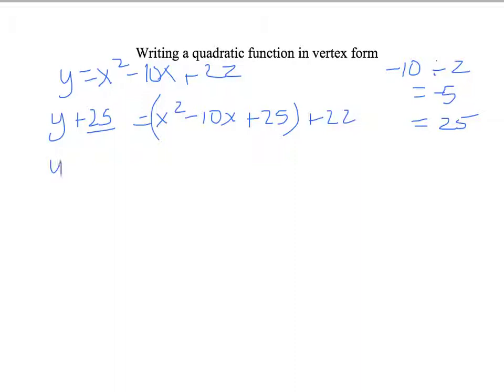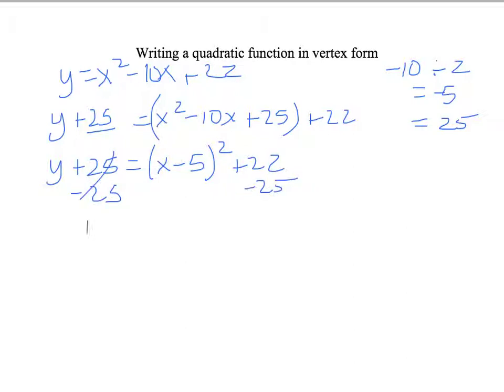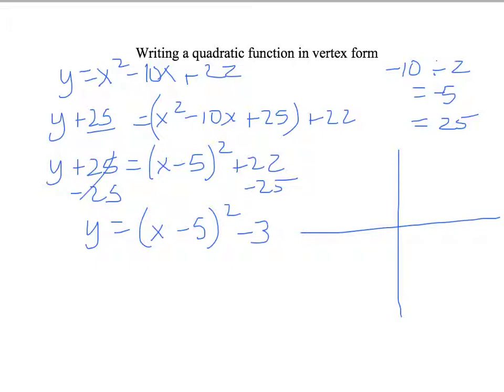Okay, so now let's write this as the binomial. So it's x minus 5 squared plus 22. And now, to put it in vertex form, I just subtract 25 from both sides. So I get y equals x minus 5 squared minus 3. So if I had to graph this equation, I would know that my line of symmetry is at x equals 5, and the vertex is on my line of symmetry at the negative 3.